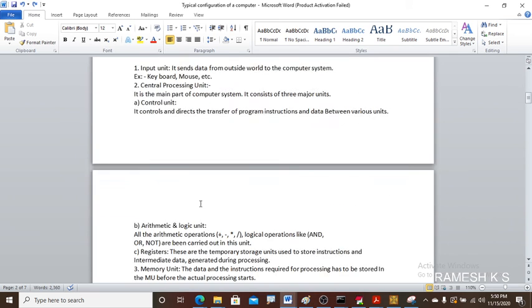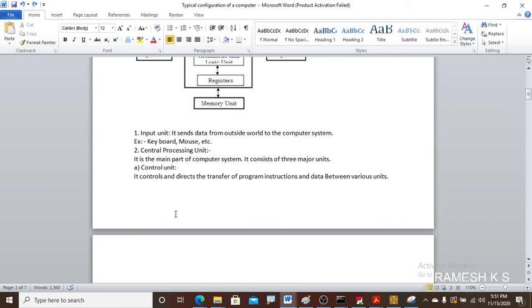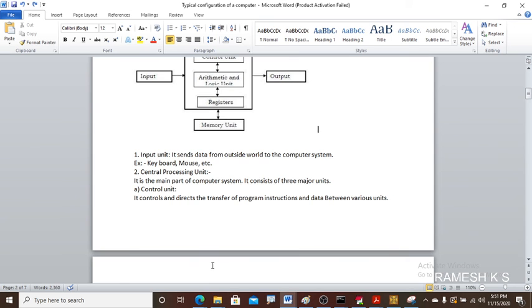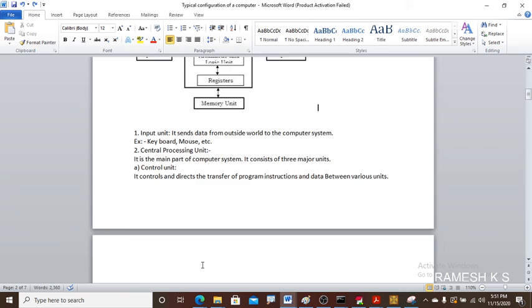So this is the block diagram of a computer. This is the most important question. First you have to write the diagram, and then the explanation of each and every component. Take the pause button, pause and write all the details and practice it.